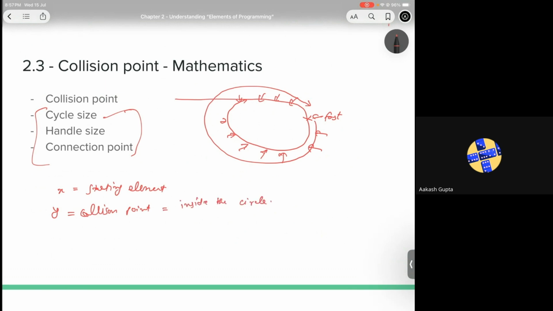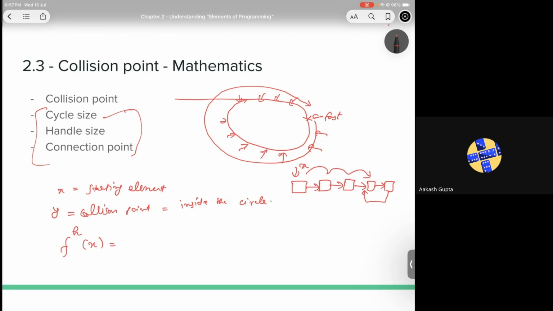So the result is that if I apply function f h number of times to the initial starting element... So let's look at the example here again. Let's say we have three elements in the handle and two elements in the cycle. So this is the structure. This is x. Handle size is 3. So after applying the function three times on x, we will reach the connection point.